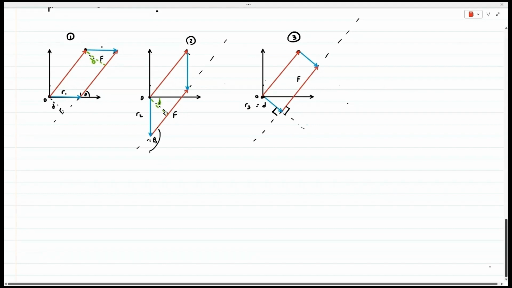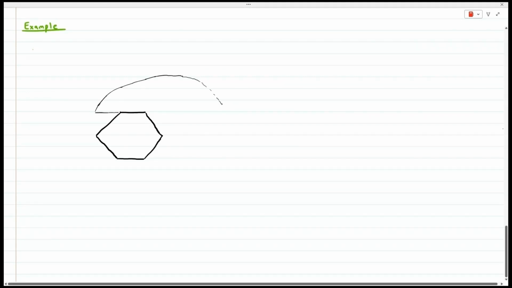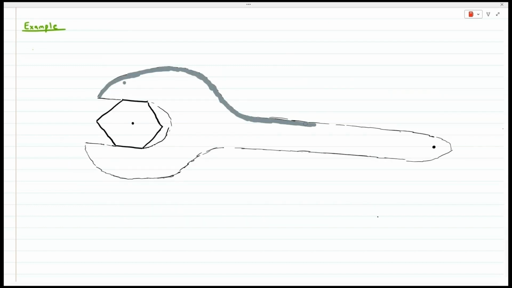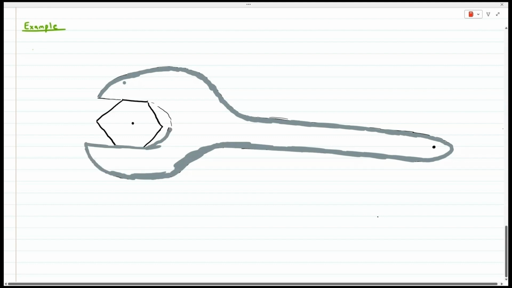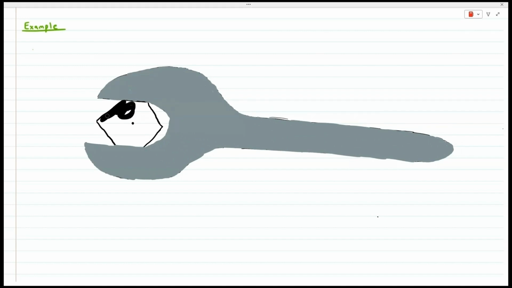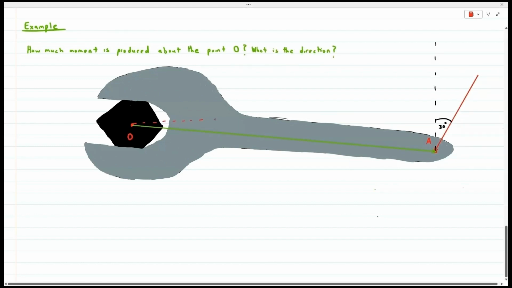In the example, we're going to practice calculating a moment in a common scenario where a wrench is turning a bolt. This wrench is turning a hexagonal bolt, and the force is applied on the end of the wrench. We want to find what is the moment about this origin point, O. And I want the magnitude and the direction. So we have all the information shown here. What we want to calculate is the moment about point O.